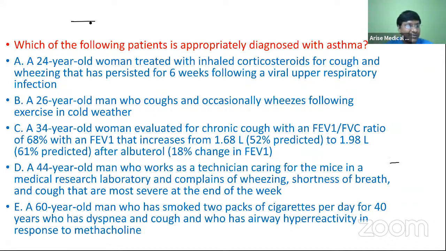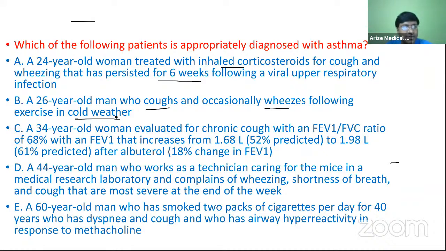Yes. Now the question is a single liner, but the options are like multiple liners. Which of the following patients is appropriately diagnosed with asthma? First option, a 24-year-old woman treated with inhaled corticosteroids for cough and wheezing that has persisted for 6 weeks following a viral upper respiratory tract infection. Second option, a 26-year-old man who coughs and occasionally wheezes following exercise in cold weather.